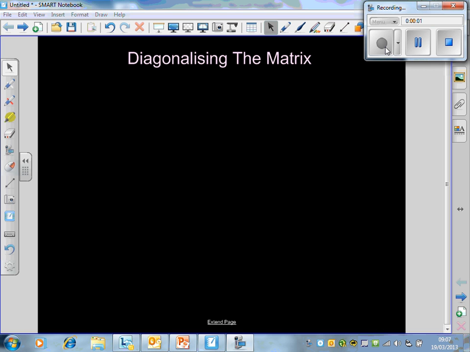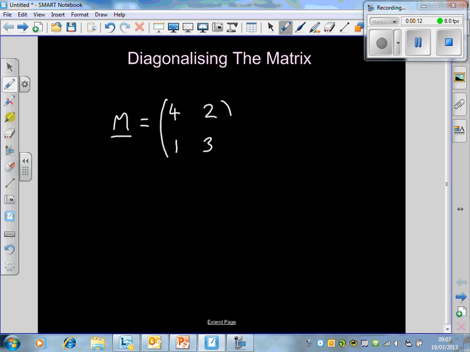That's normal. So we've got the matrix, and what was it again? 4, 1, 2, 3. Okay, and we found, Sean, what were the two eigenvalues? 5 and 2. Okay, so we found these eigenvectors by looking at that characteristic equation.